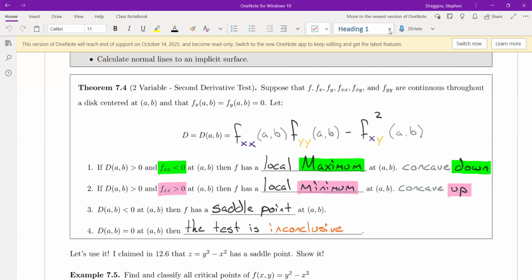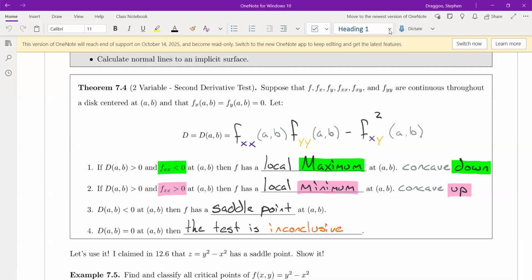Because if I want a local minimum, same thing should happen. I'm going to need both the x direction to be concave up and the y direction to be concave up, which means I'll need both of the straight second order partial derivatives to be positive. And again, I'll only need to check one of them.